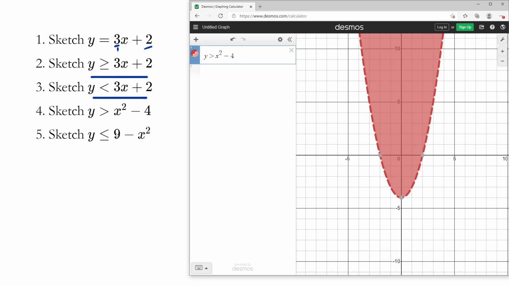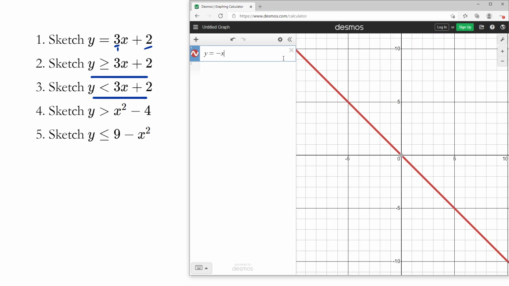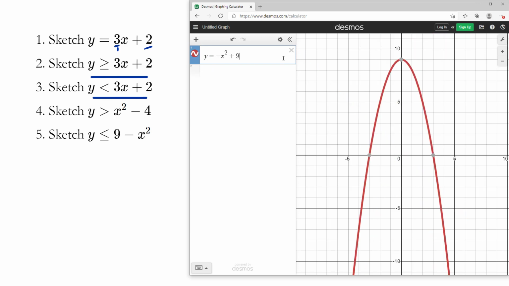Now what about 9 minus x squared? We know what y equals negative x squared plus 9. That's the same thing, I'm just rearranging left and right. This is an upside down quadratic. We can even solve the x-intercepts if you really think about it. When you plug in x equals 3, 3 squared is 9, we have negative 9 plus 9 is 0.